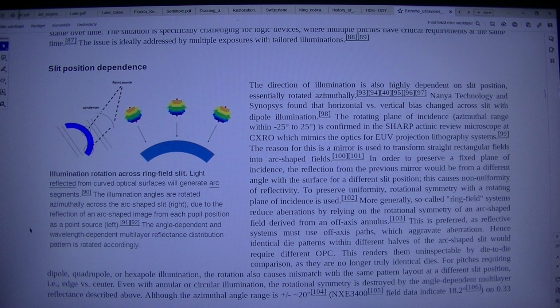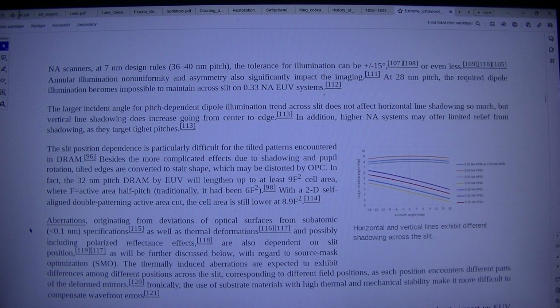For pitches requiring dipole, quadrupole, or hexapole illumination, the rotation also causes mismatch with the same pattern layout at a different slit position, i.e. edge versus center. Even with annular or circular illumination, the rotational symmetry is destroyed by the angle-dependent multilayer reflectance described above. Although the azimuthal angle range is ±20 degrees for the NXE 3400, with field data indicating 18.2 degrees, on 0.33 NA scanners at 7 nm design rules, 36-40 nm pitch, the tolerance for illumination can be ±15 degrees or even less.